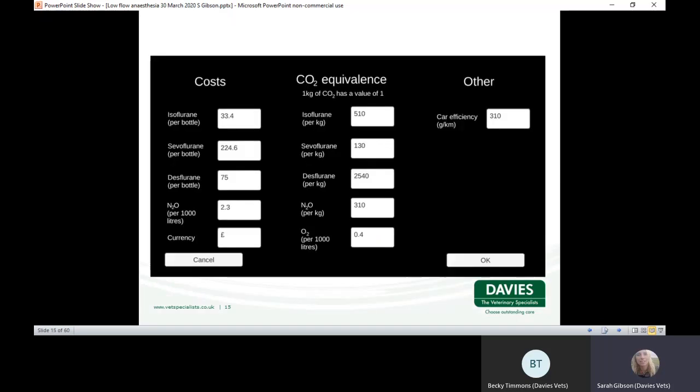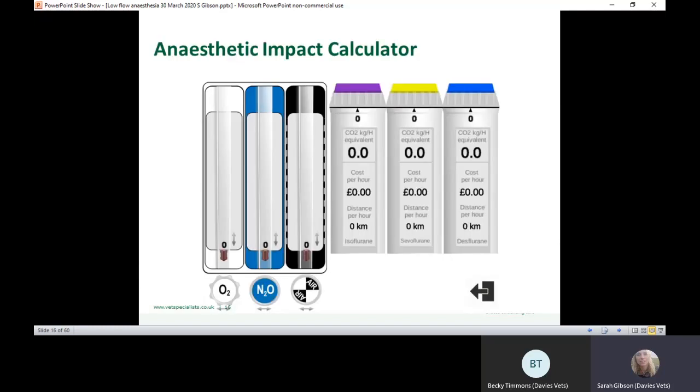So this is what comes up when you click on the settings icon. You can put in how much you pay for your bottle of sevoflurane and isoflurane, so it can work out the costs for you later. When you go onto the Tech Plenum icon, it comes up with this screen, and you can use the app.